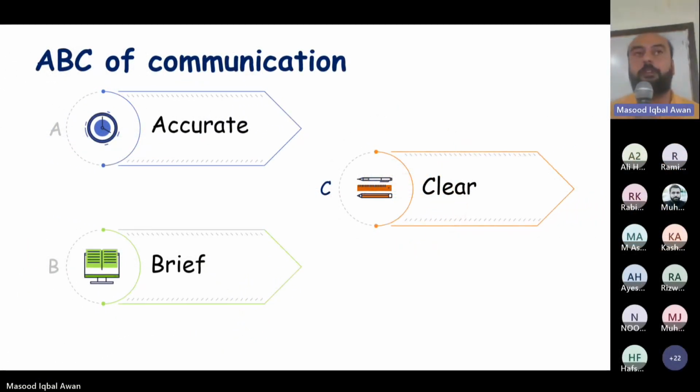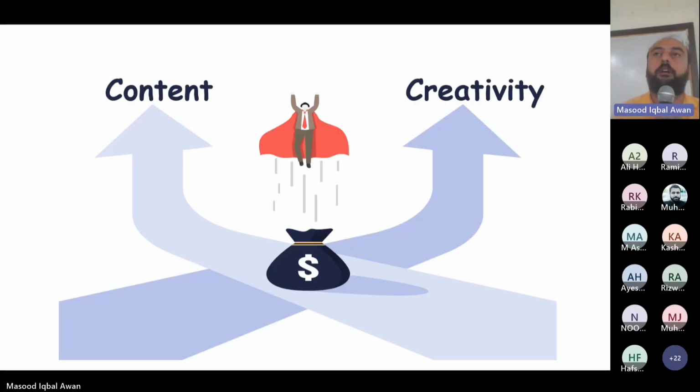There are different forms of scientific communication, and the ABC of communication is A for accurate, B for brief, and C for clear. The tips and techniques that I will share will help you to exercise this ABC of communication. As I mentioned earlier, it is very important to maintain a balance between content and creativity, not overemphasizing either.